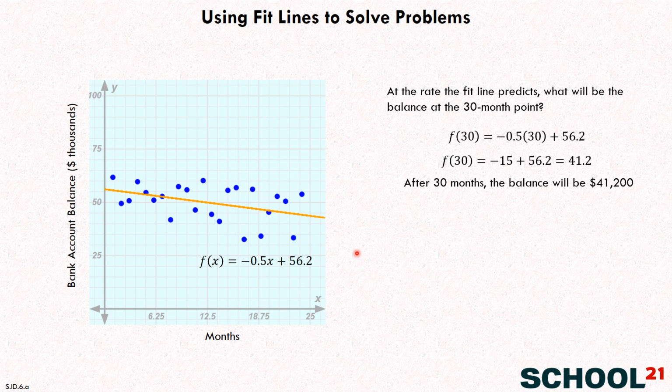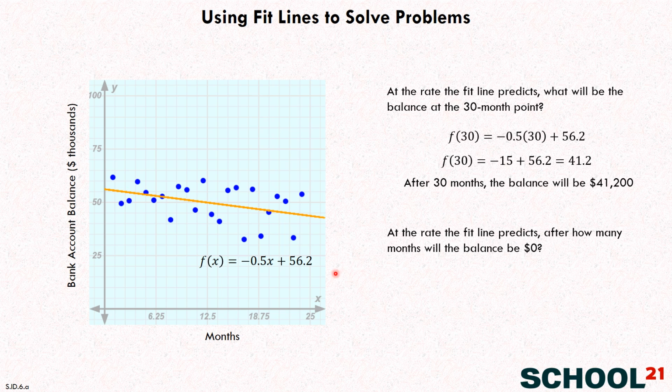Now, let's ask ourselves another question, because this bank balance is going down. If this was your bank balance, what would you want to know? I would want to know when I'm running out of money. When you're going to run out of money. So let's ask ourselves that question. At the rate the fit line predicts, after how many months will the bank balance be 0? When are we going to run out of cash, okay?